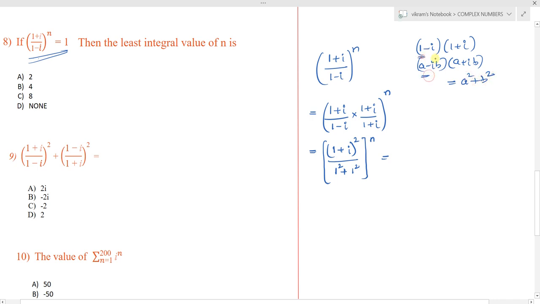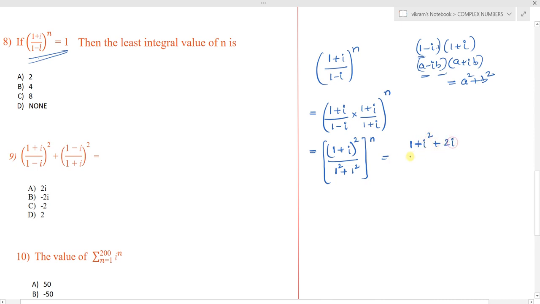Here a equals 1, b equals 1, then we will get 2 itself. Now for the denominator, apply (a plus b) whole square: a square plus b square, that is i square, plus b square plus 2ab.